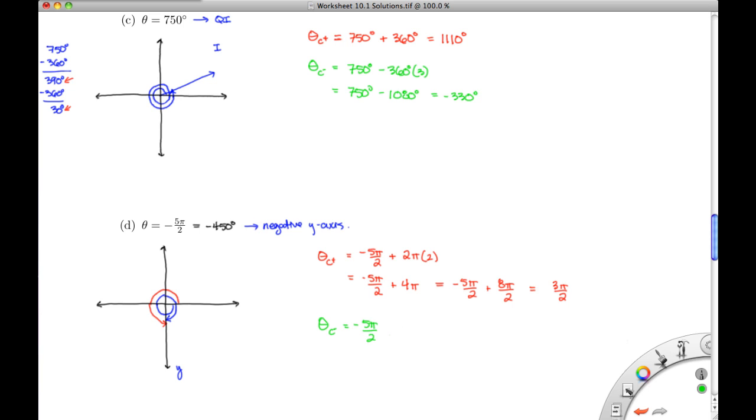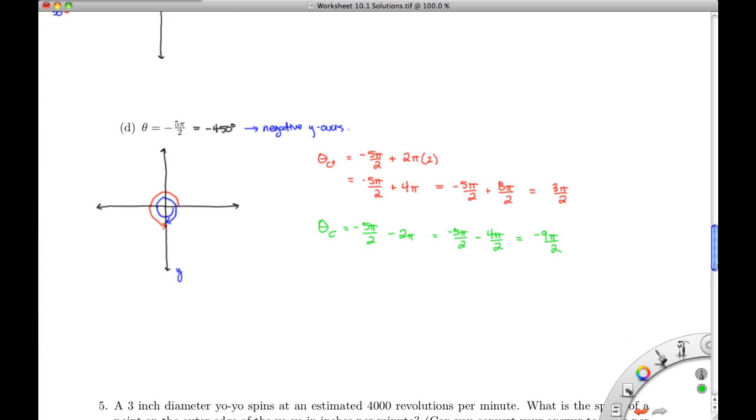But let's just subtract 2 pi. So that's going to give us minus 5 pi divided by 2 minus 4 pi divided by 2. And that'll give us negative 9 pi over 2. So again, just remember that there are multiple answers you could have come up with for these. There's technically infinite answers, as I'd mentioned before. But those are just some examples of how you could find coterminal angles.